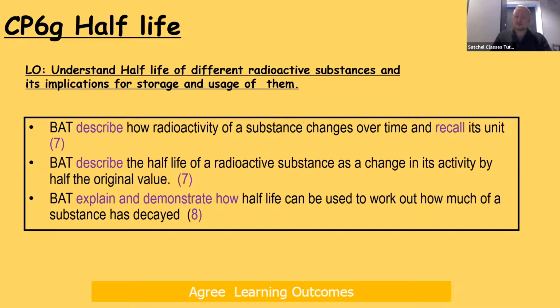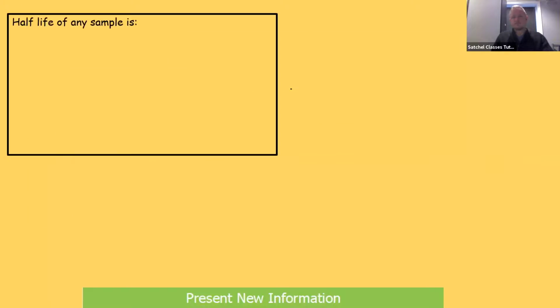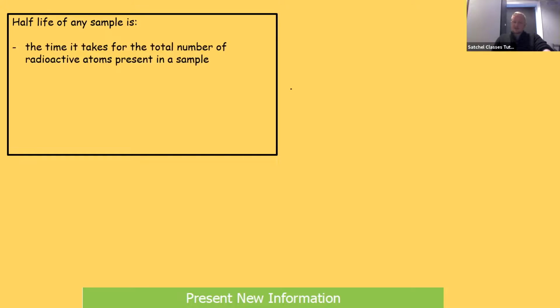Okay, that's our first point: describe how radioactivity of a substance changes over time, recalling its unit. Next point: describe the half-life of a radioactive substance as a change in its activity by half the original value. Half-life of any sample is the time it takes for the total number of radioactive atoms present in a sample to decrease by half. Textbook definition: half-life is the time it takes for the number of radioactive atoms to decrease by half in a sample.